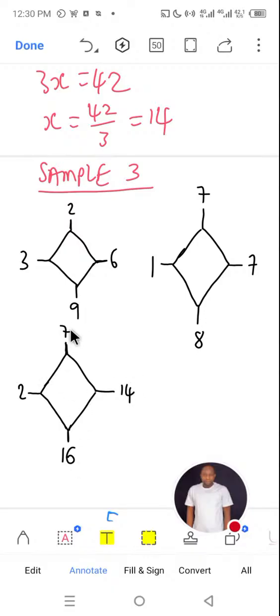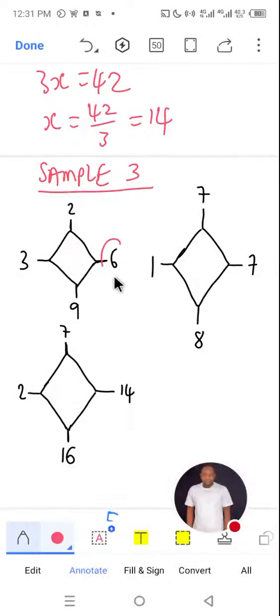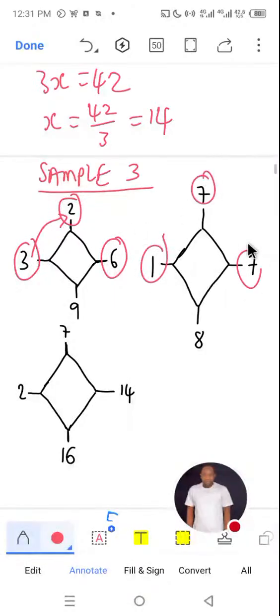Now, to get the top, okay, I think that's okay. So how this 6 was got, the one on the right, you multiply the left and the top. 3 times 2 will give you 6. You also test it for the others. 1 times 7 will give you what? 7. 2 times 7 will give you 14. So now that we know how each of the numbers was gotten, we can now use it to answer the questions under sample 3. All right, makes sense.